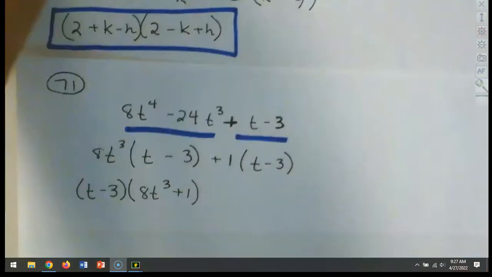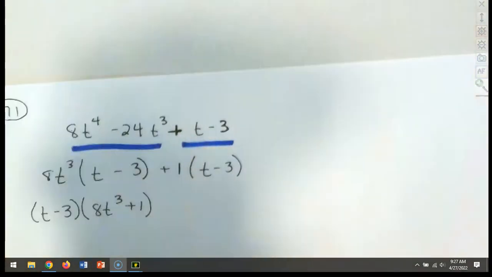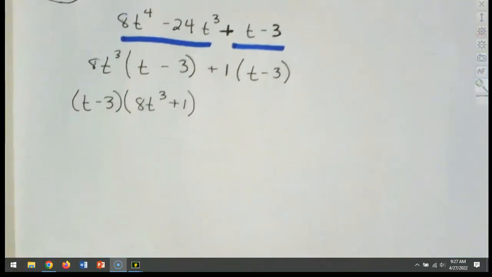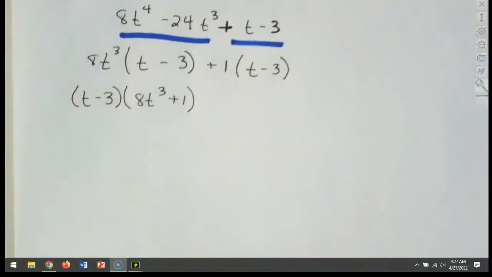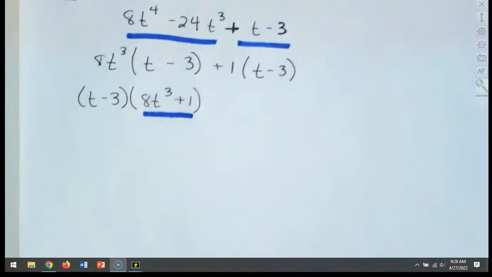So that's kind of what we did last week when we did factor by grouping. But we are not completely done yet. We always have to check to see if we're done. And we're not completely finished yet because look at what I've got underlined.